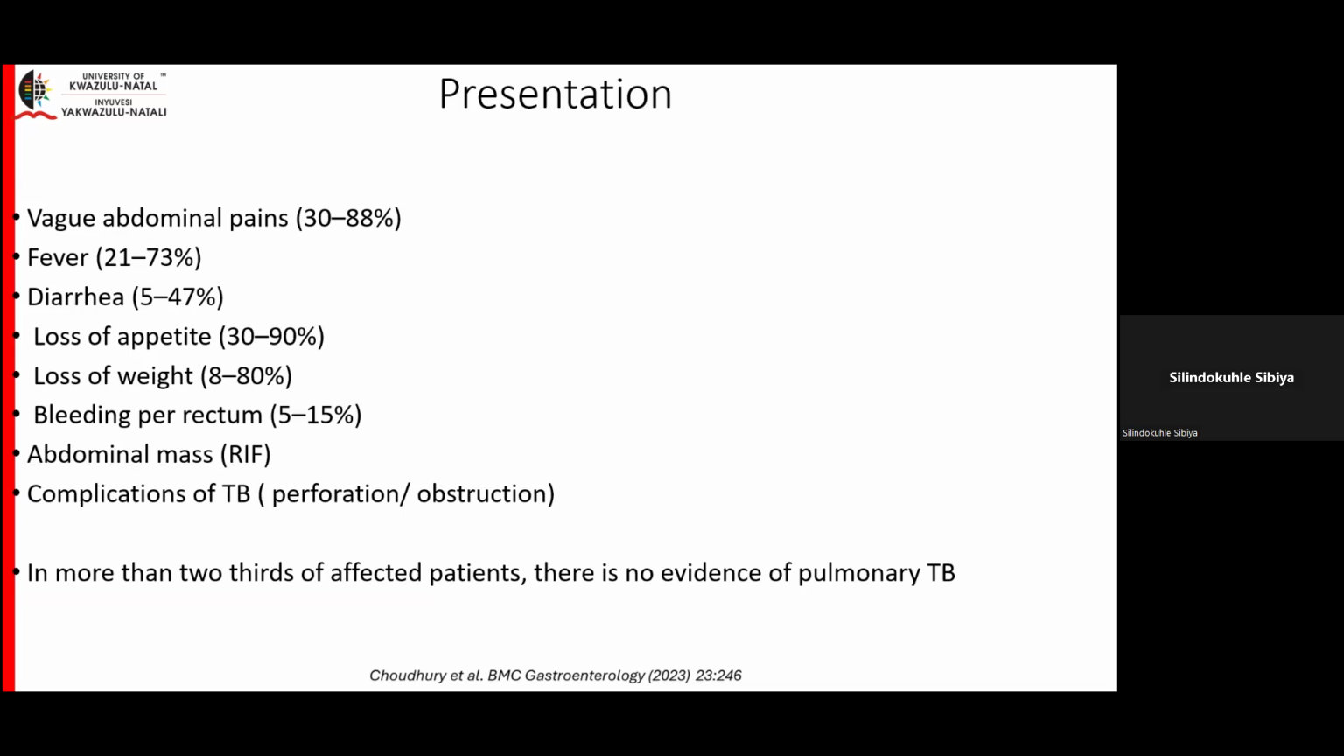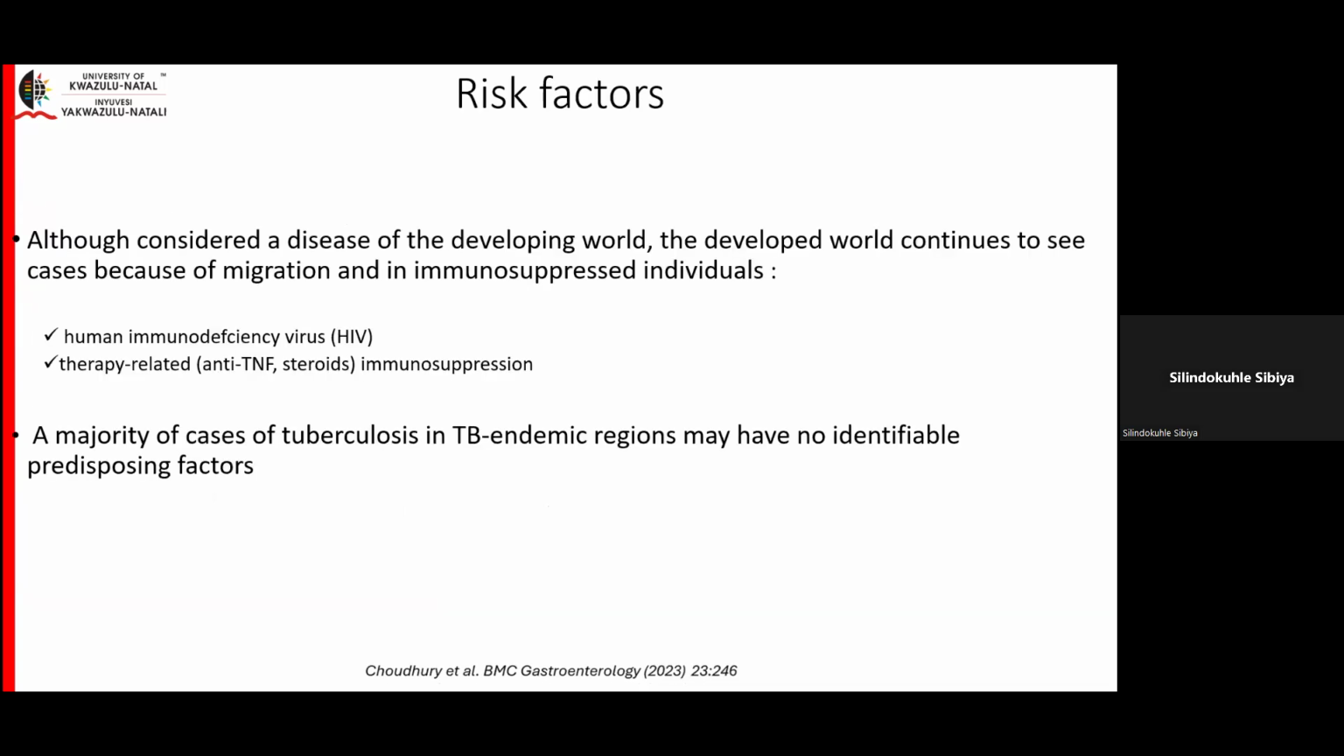The patients generally present with vague abdominal pain, fever, diarrhea, loss of appetite, loss of weight, bleeding per rectum, which may be frank blood or melena, abdominal mass in the right iliac fossa, or complications of TB such as perforation or obstruction. In more than 2/3 of affected patients, there will be no evidence of pulmonary TB. So although considered a disease of the developing world, in the developed world, they continue to see cases because of migration and in immunosuppressed individuals.